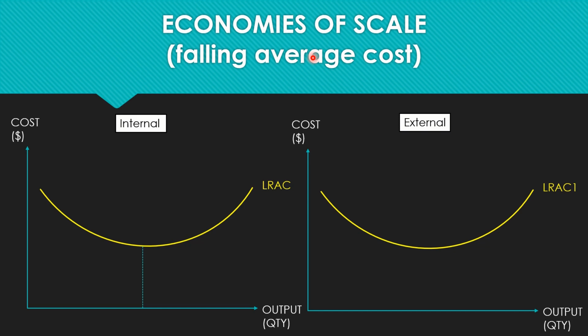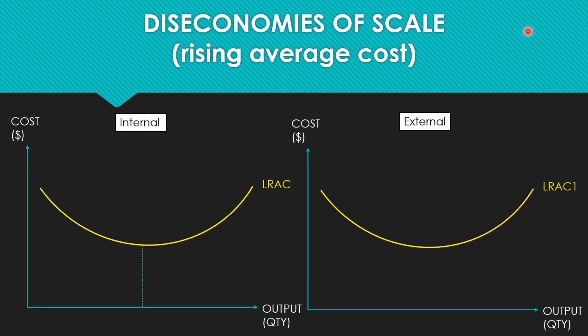Economies of scale could be due to internal reasons and it could be due to external reasons. If internal reasons lead to economies of scale, meaning falling average costs, it will be demonstrated here, in the downward sloping part of the LRAC. However, if it's due to external reasons leading to falling average costs, the whole LRAC will shift downwards.